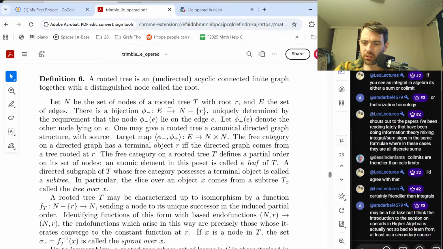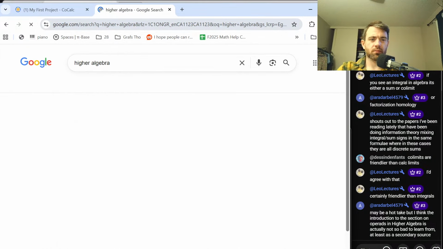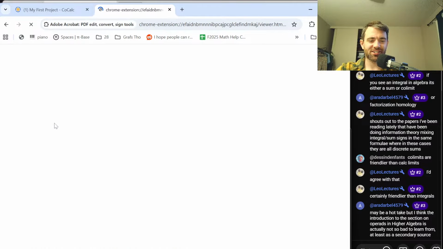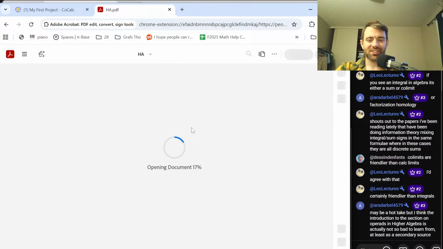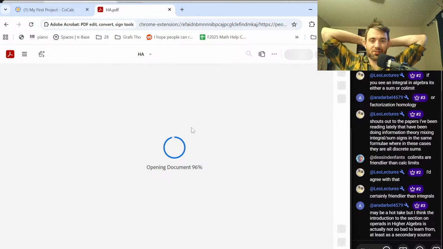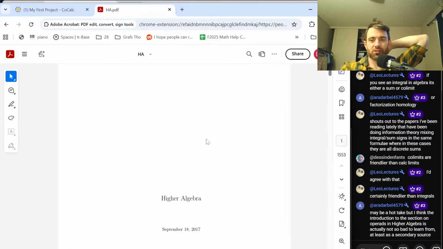Maybe a hot take, but you think the introduction to the section on operads in higher algebra is not so bad to learn from? Well, let's take a look. 1,500 pages. Jesus Christ. This is going to take 3 years to load. I guess maybe I should download it. I wonder, I probably have a copy somewhere buried in my hard drive.